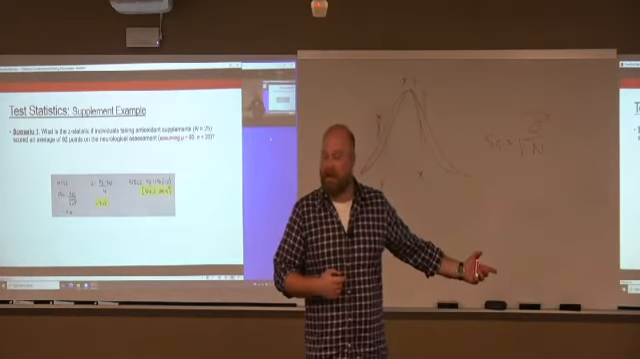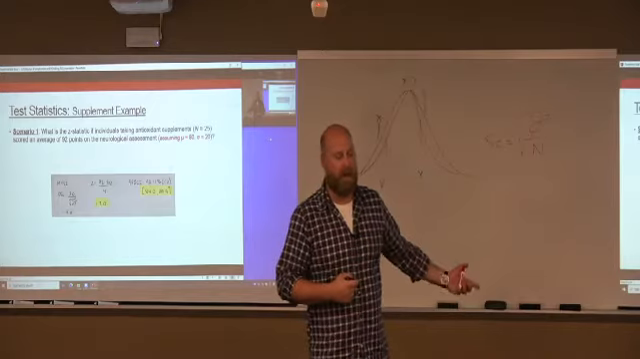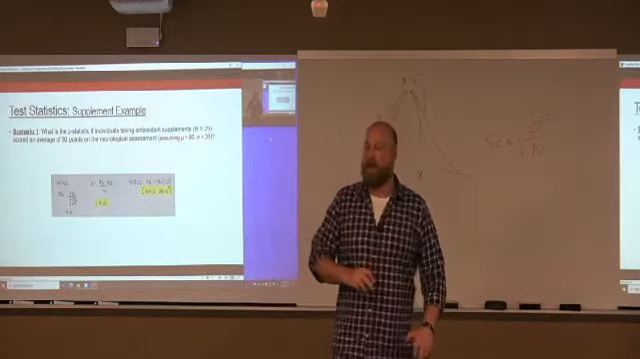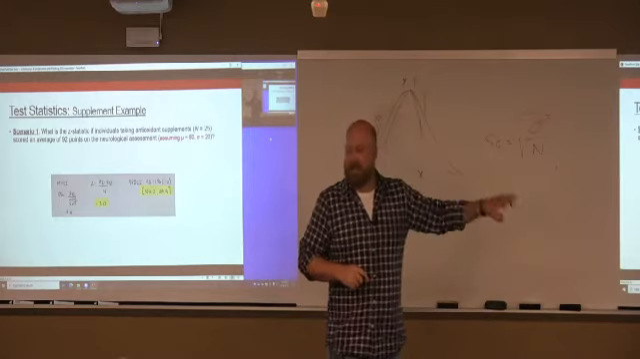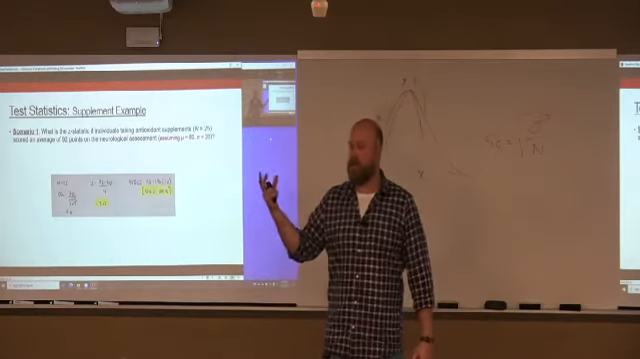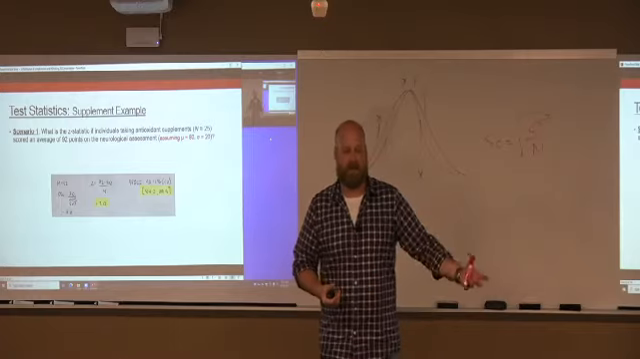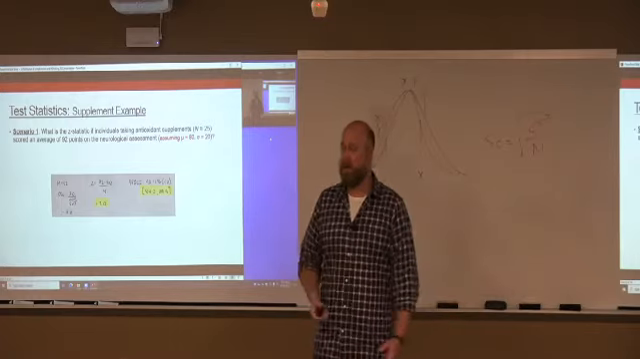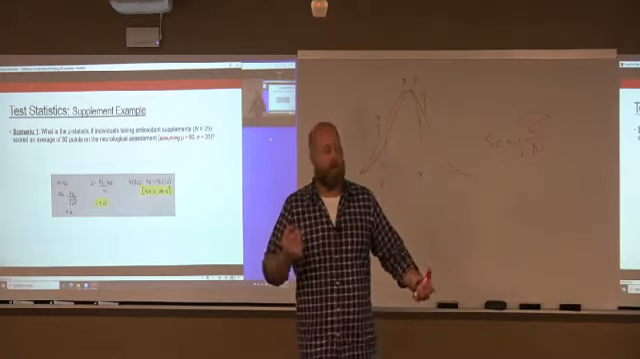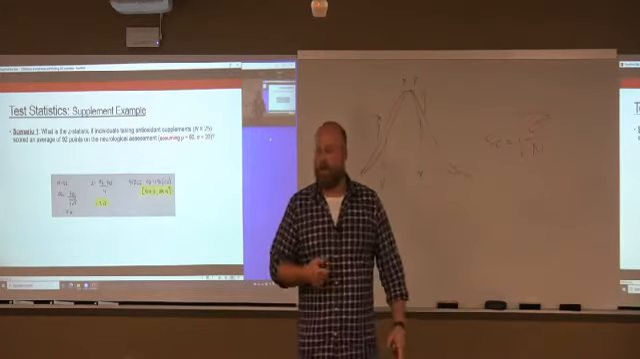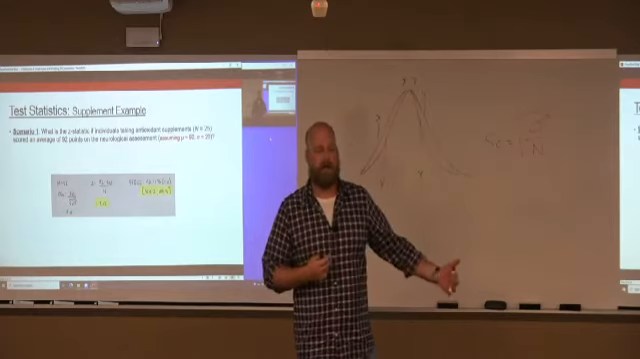Do I need a test statistic? Do I need a p-value? No, my confidence bound already tells me what I need for a yes, no decision. The z-test isn't even needed, because I can just look at my confidence bound and see, does my null value fall in there? If it doesn't, then I'm going to reject. If it does, then I fail to reject.